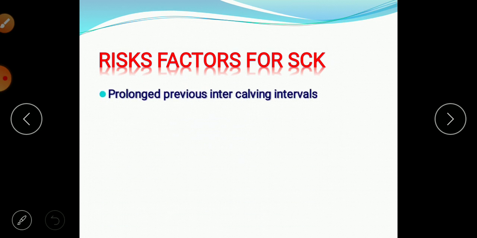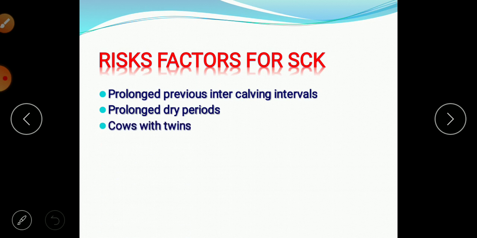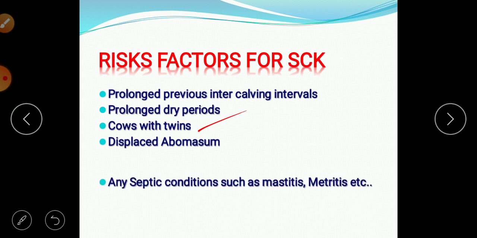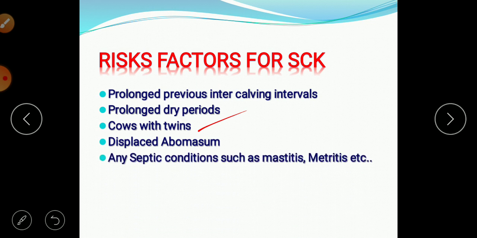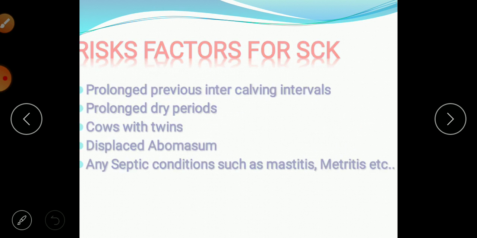Risk factors for subclinical ketosis are prolonged previous intercalving intervals and prolonged dry periods, cows with twins, displaced abomasum either left or right, and any septic conditions such as mastitis and metritis during parturition or after parturition. So all these factors lead to subclinical ketosis.